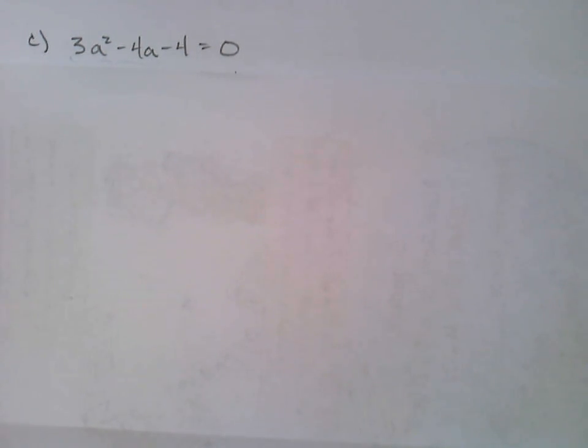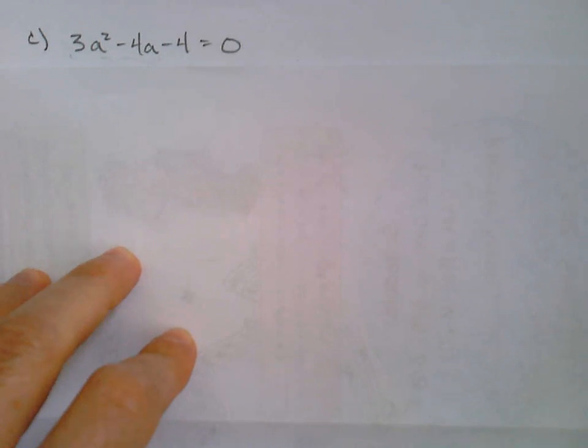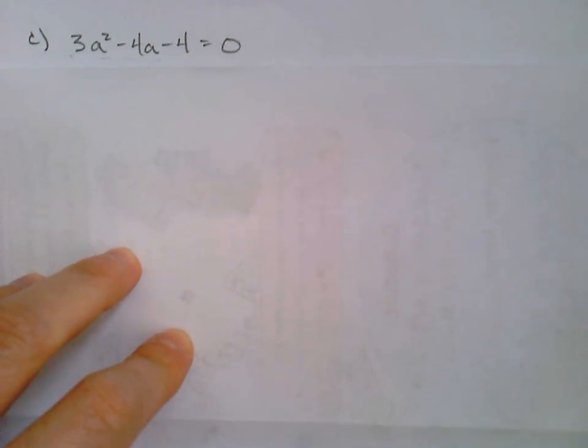Okay, the last example for us to do here in 9.2, and I told you guys they're getting progressively harder, so there's something new going on in this problem. Part C, 3a squared minus 4a minus 4 equals 0. Let's solve by completing the square.